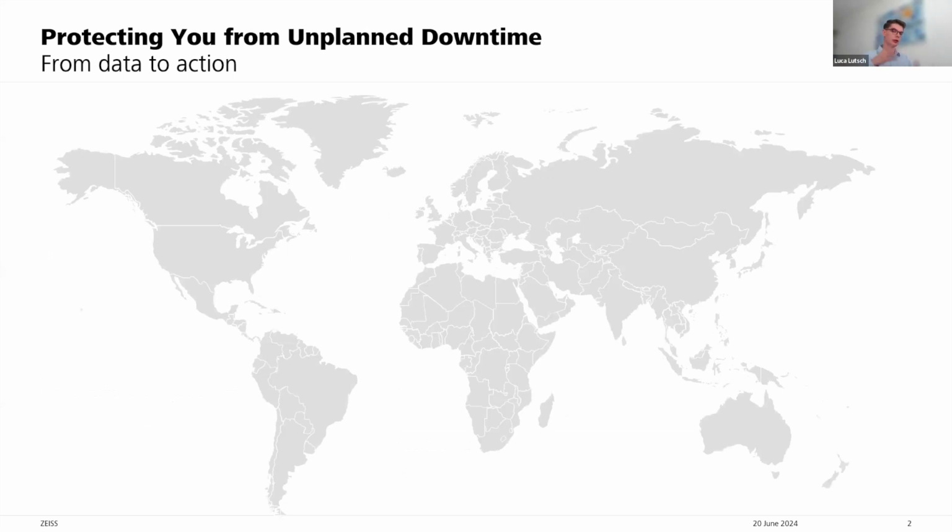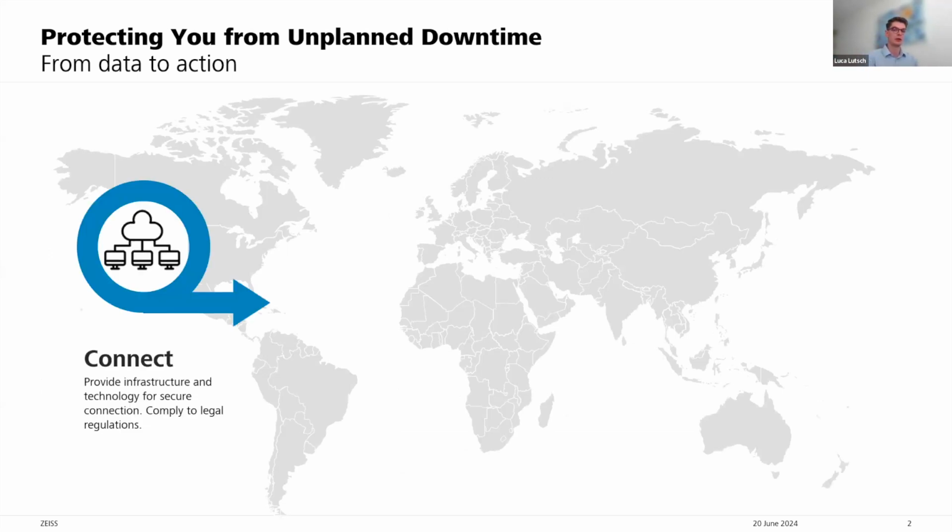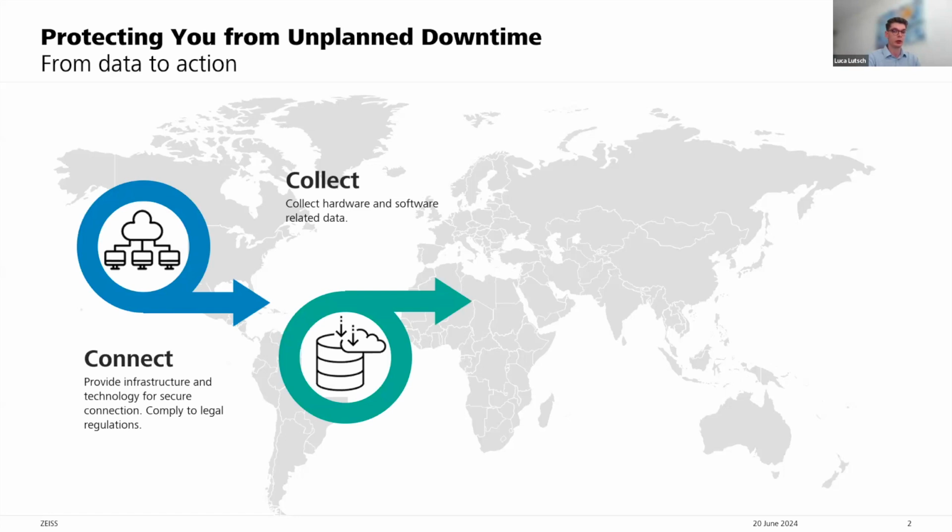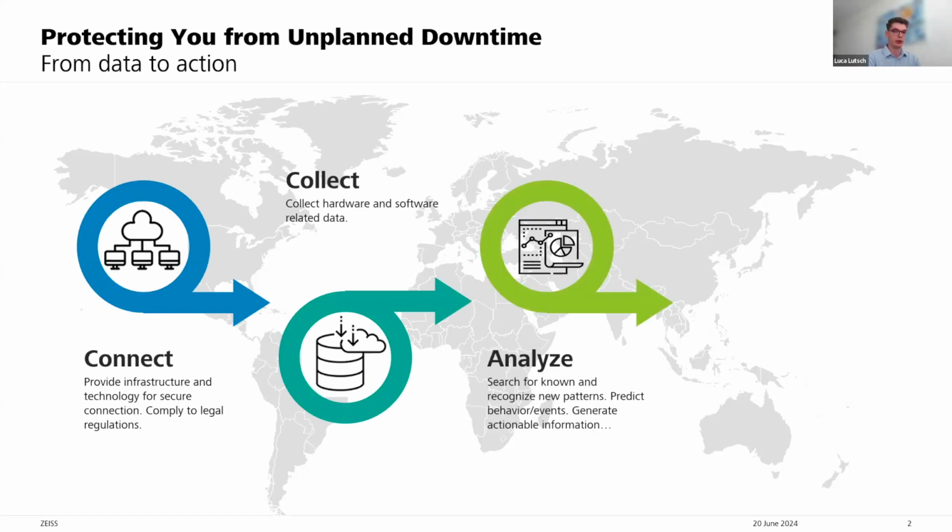I will introduce you to the data flow, from data to action, basically. First of all, with our software, we can provide a secure technology infrastructure to connect your ZEISS microscope to our server instance. In there, we collect hardware and software related data. With all of the collection, we are able to analyze and search for known and recognize new patterns. And at the end, we can also predict different events or behaviors of your microscope, and then generate actionable information for our service.